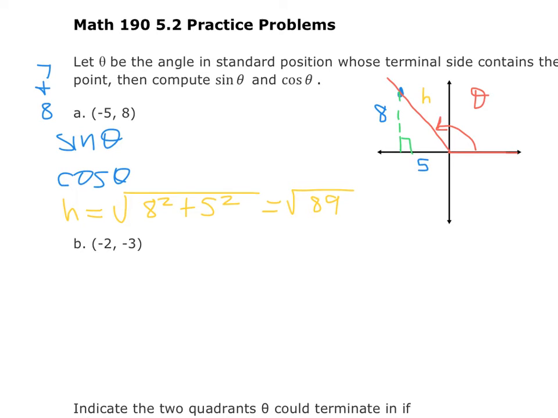Now the sine is going to be the opposite over the hypotenuse, it's going to be y over that radius length. So that is y is 8, positive 8, over the radius length of square root 89. And the cosine of theta is going to be x over that radius. Well, the x value is -5, so that's -5 over square root 89.